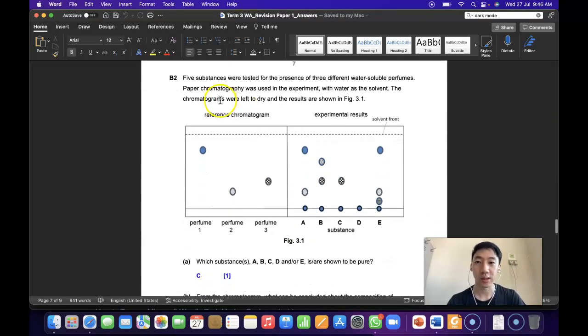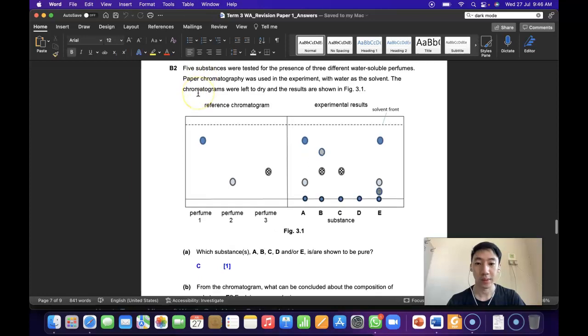Lastly, this question about chromatography. What does it mean to be pure? If you look at this, we have 3 perfumes, 1, 2, and 3, and then we have 5 substances, A, B, C, D, E. For substance C, there's only 1 dot, and this dot indicates that this substance has dissolved in that solution and has moved up a certain distance. Because there's only 1 dot, that likely indicates that it's pure.